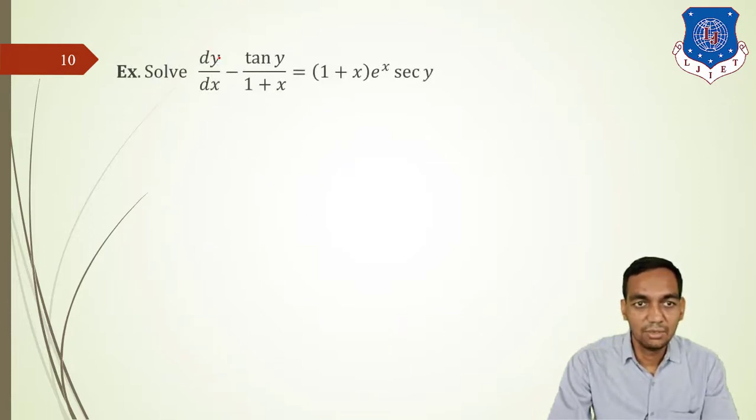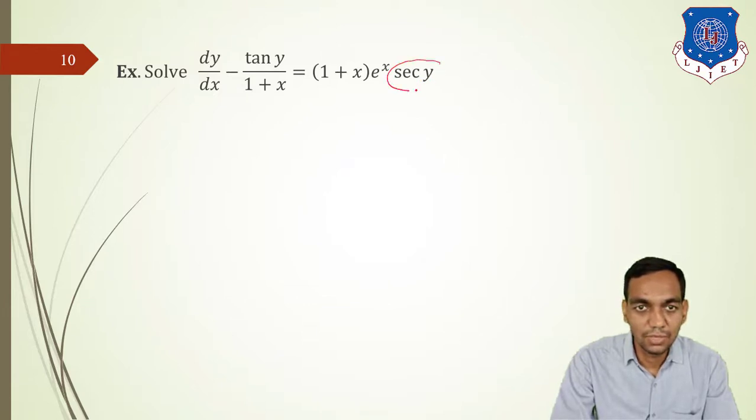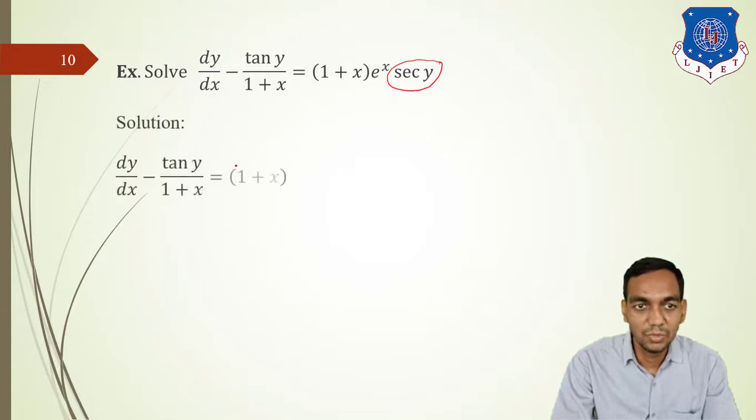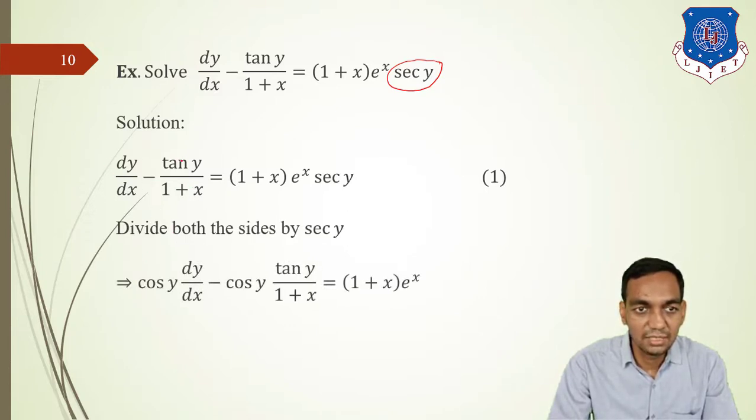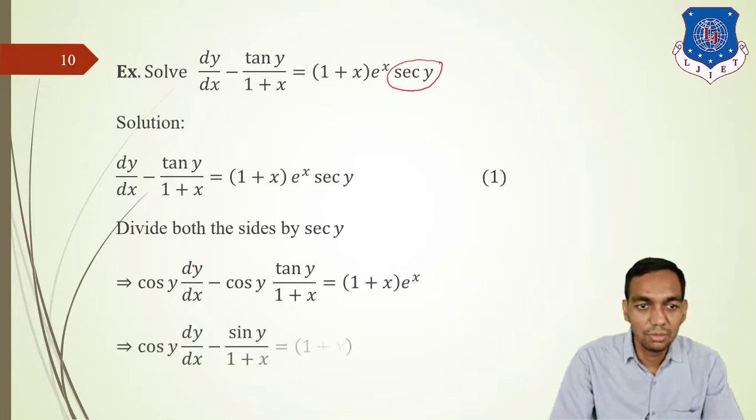In the same manner, now we have taken dy by dx minus 10y upon 1 plus x is equal to 1 plus x e raised to x sec y. Now see, here you have the function of y. Correct? So we are dividing with sec y, that means multiplying with cos y, and that will give you 1 upon sec y, that is cos y dy by dx. Here 10y, that is sin y by cos y, so cos y will be cancelled out, and you will have cos y dy by dx minus sin y upon 1 plus x is equal to 1 plus x into e raised to x. This is equation number 2.